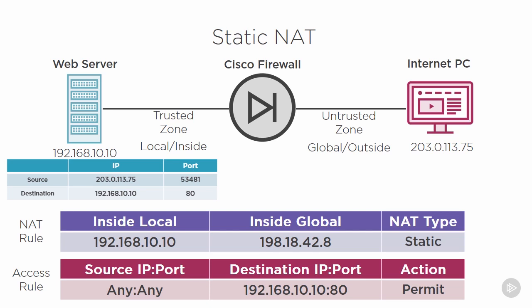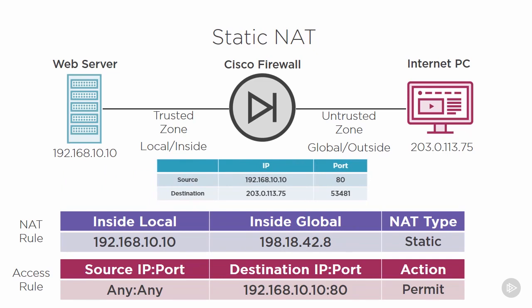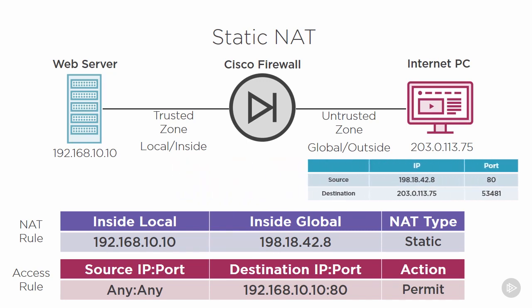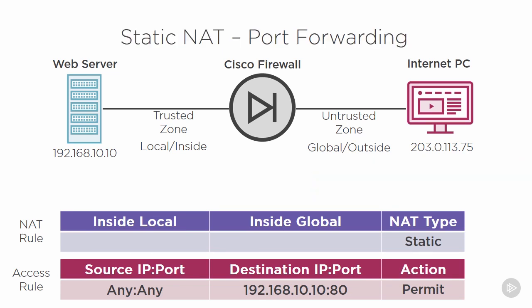Our web server got the message. The web server can now reply to the message and send it back to the firewall. The firewall will then take the private address out, replace it with our global address, and forward it on to our fanboy out on the internet. So there's how static NAT operates.